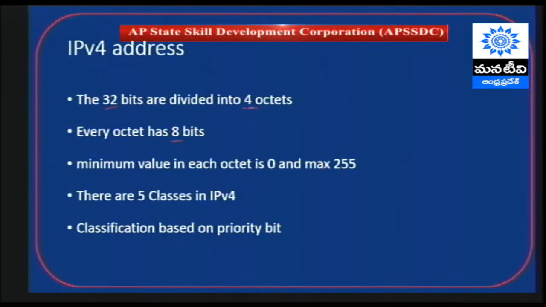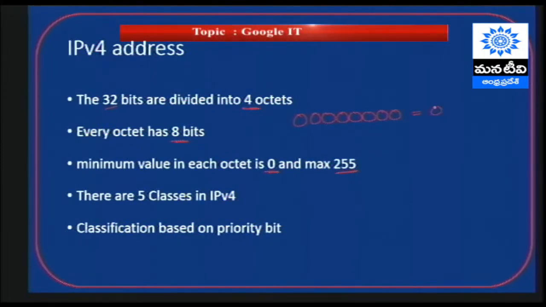So there will be 4 octets, each octet will have 8 bits, and in each octet the minimum value is 0, because when all the 8 bit values are 0, the output will be 0, and when all the bit values are 1, the value will be 255. So if these are the 8 bits in one octet and all are 0, the value will be 0 only. But if all the 8 bits are 1, then this value will be 255.